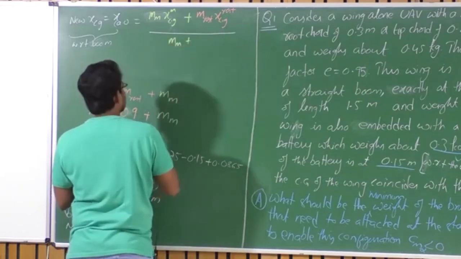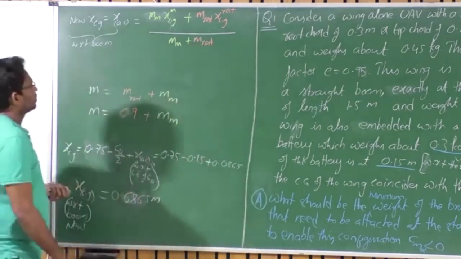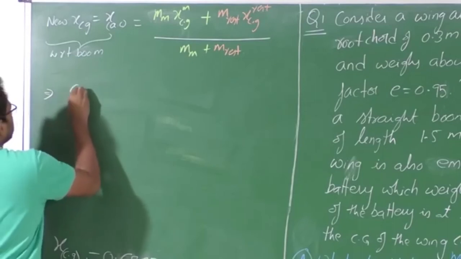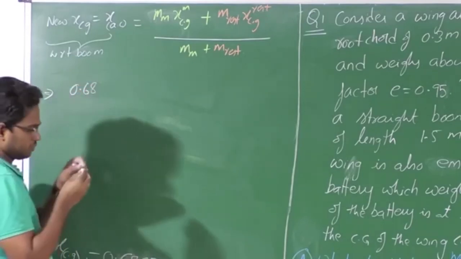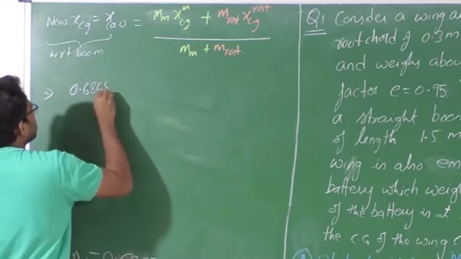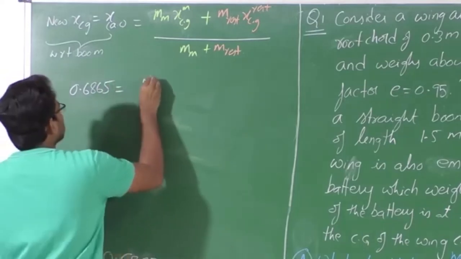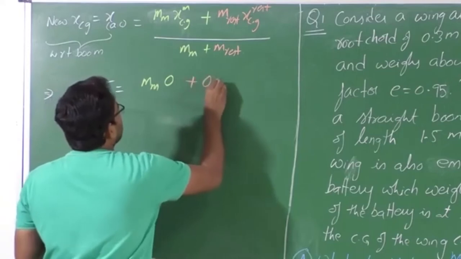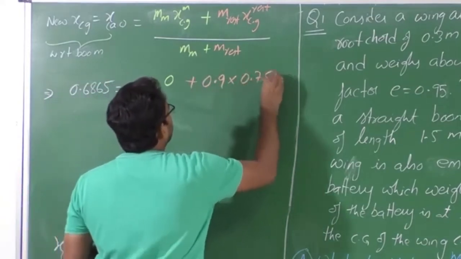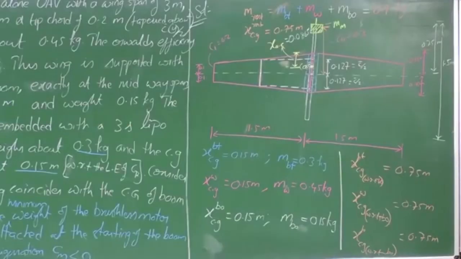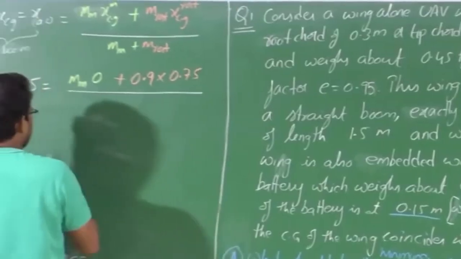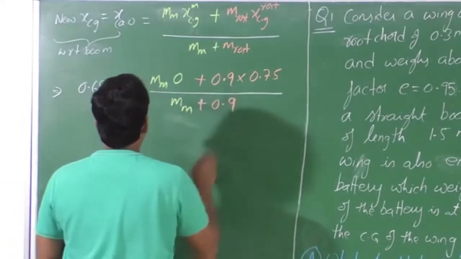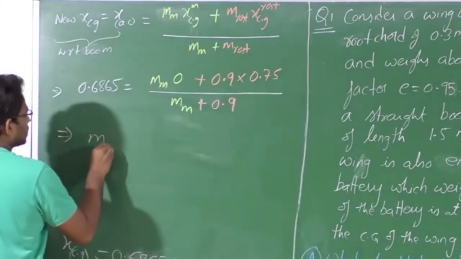MM plus M rest is 0.9 kg. Okay. So I need to find out what is MM from here. Fine. So the new CG which I want is 0.6865 meters, which is equal to MM times 0, isn't it? MM times 0, XCG of motor is 0, that's what we have, plus 0.9 times 0.75, which is the CG of the rest, upon MM plus 0.9.